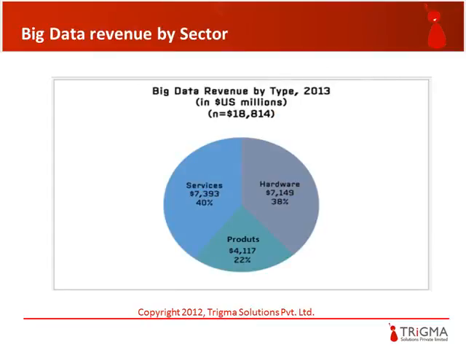In this slide, I have shown the revenue incurred during the year 2013. From this graph, the service sector has shown tremendous revenue generation of 40%, that is $7,393 million. Hardware revenue generation is 38%, that is $7,149 million. And product revenue generation is 22%, that is $4,117 million. From this pie chart, we can analyze in which sector we have to focus to start the business.